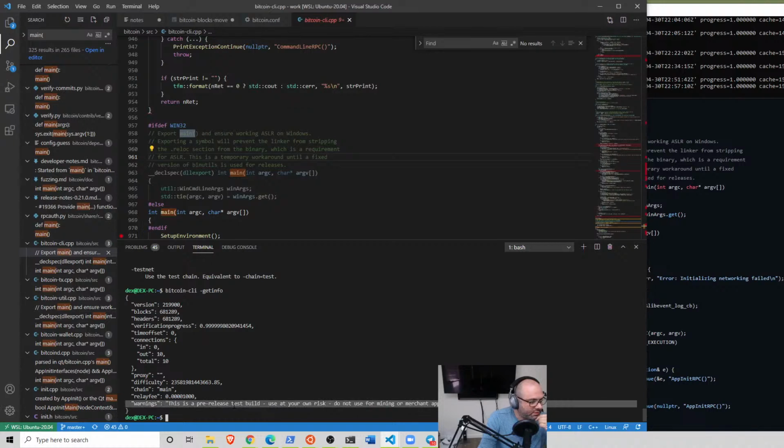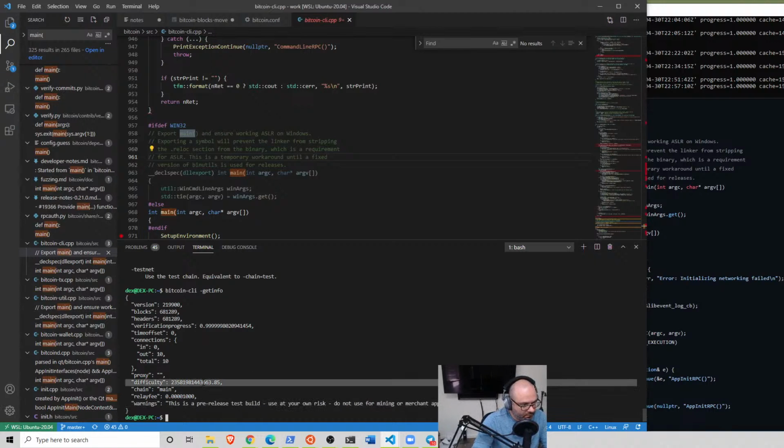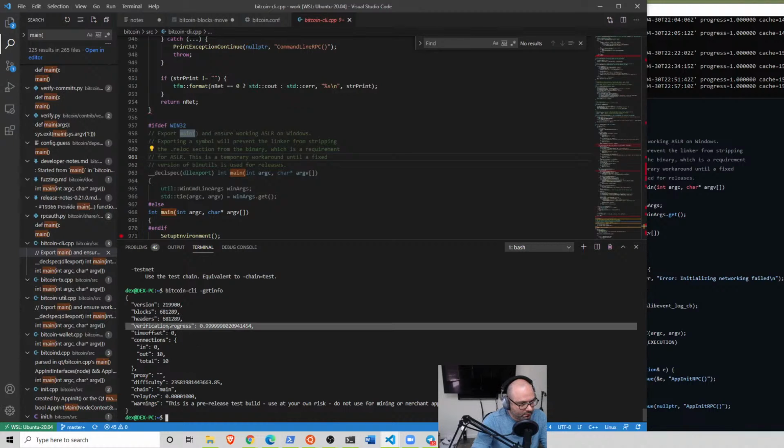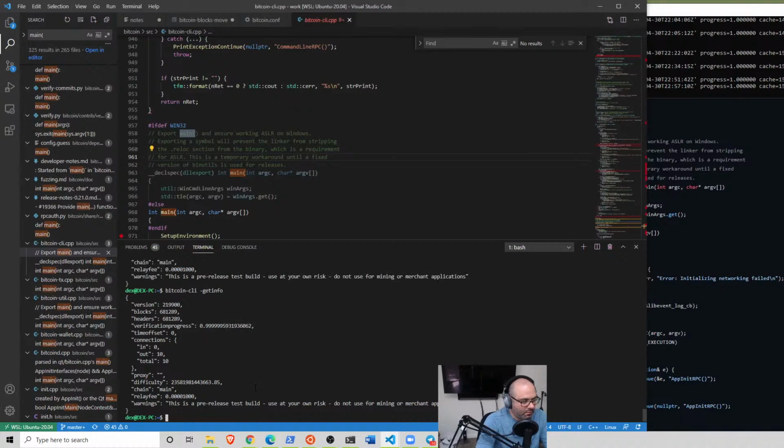This is a pre-release test build. Use at your own risk and not for mining or merchant applications. Verification progress 0.99999. That changes. What is that?